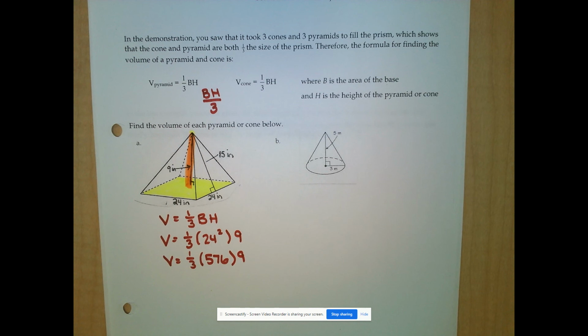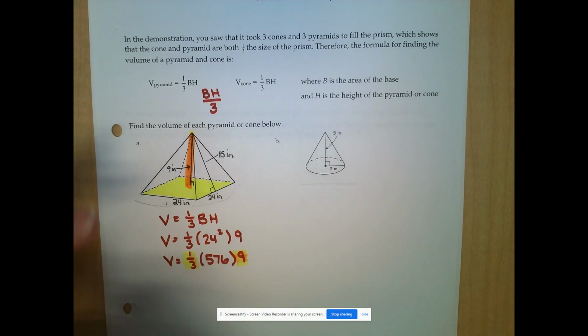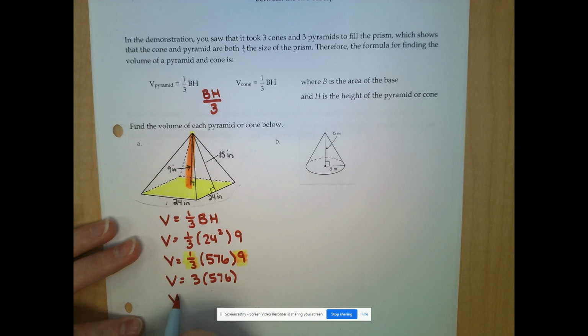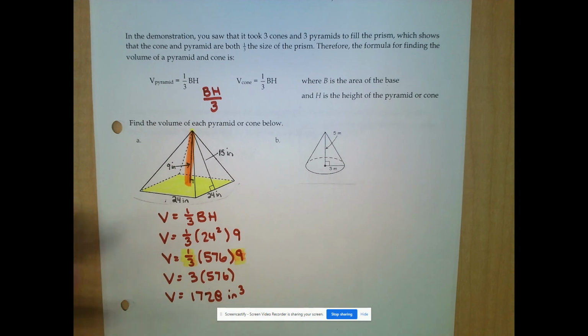I also know that I can very efficiently take 1/3 of 9. So since this is all multiplication, I'm going to do that step next and say 1/3 of 9 is 3 times 576. And then last, I would get my answer of 1,728 inches cubed. It's volume. So we're talking about filling the pyramid up with sand because Indiana Jones broke in at the top. And so sand starts pouring into this buried pyramid. How much volume would the pyramid hold?